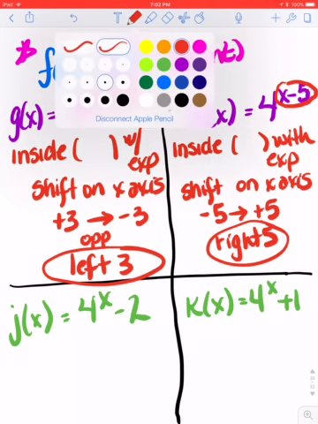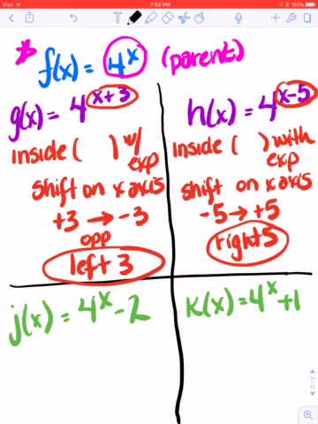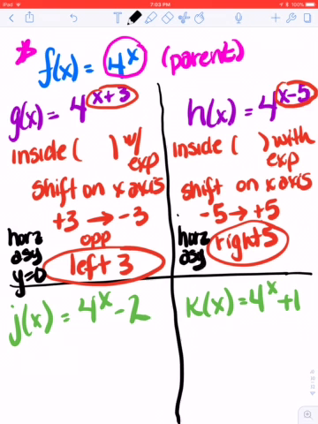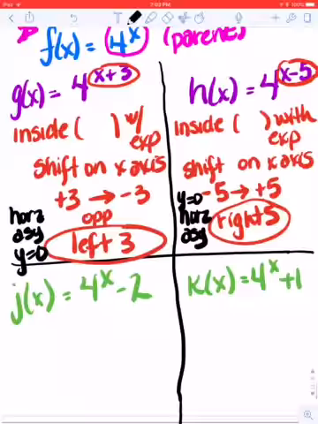Okay, the one part I didn't talk about with those is the horizontal asymptote, that imaginary line that it can't touch. And here's the deal. If it moves left or right, then that means that horizontal asymptote is not going to change. So it's going to stay at y equals 0, which is basically the x-axis. And the same is going to be true for this one. So remember, if we move left or right, then your horizontal asymptote stays at y equals 0.